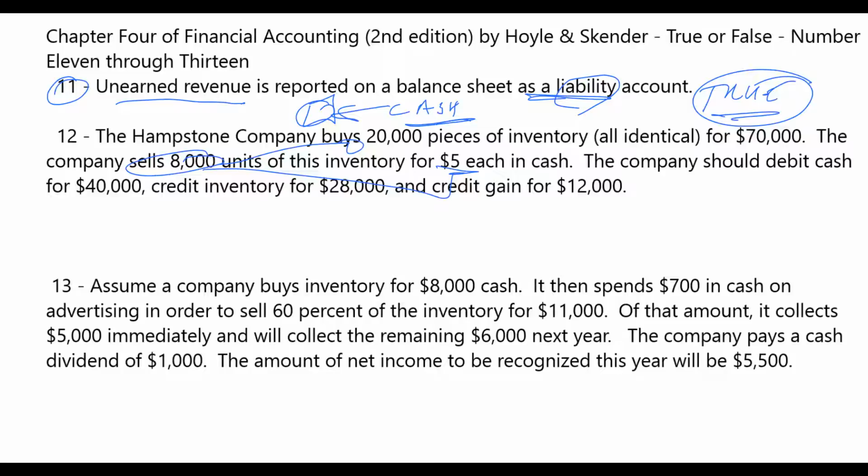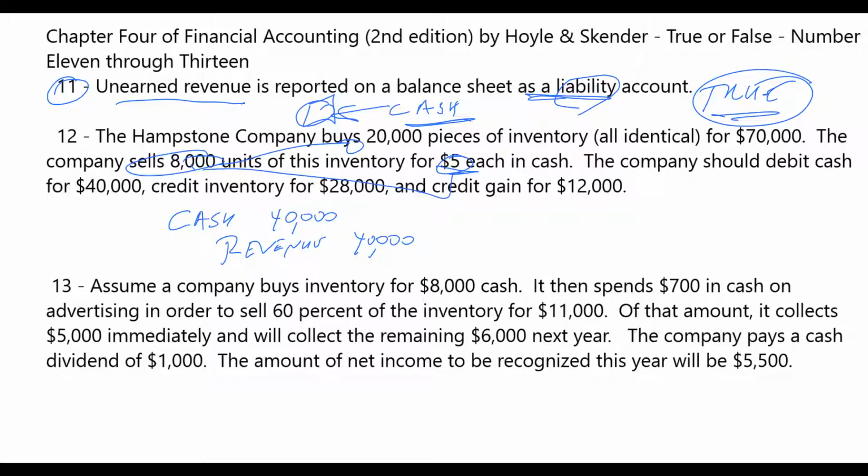Here's how that transaction is recorded. Notice two things happen. First, you record the sale, debit cash for $40,000 because that's what they got, $5 for 8,000 units, and credit a revenue account like sales revenue for $40,000. That's the recording of the sale. The company then gives the inventory to the customer.